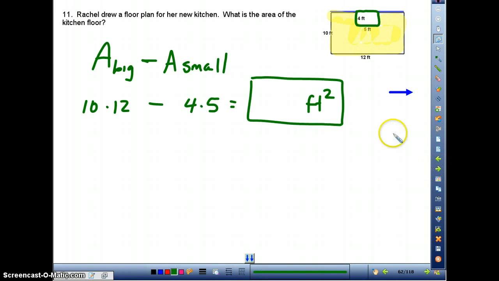So the area of the big rectangle is 10 times 12. The area of the small is 4 times 5. Take that area and subtract the smaller area, and you'll have the area of your kitchen floor.